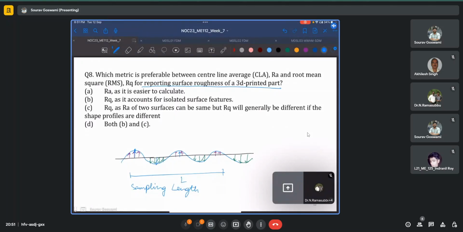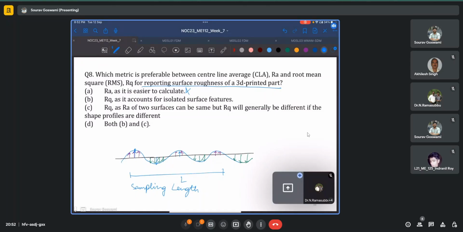Whereas the computation for RQ was slightly more involved. It involves the root mean square of these values. But what can be the probable reason for preferring one over the other? RA is easier to calculate, definitely, but can that really be a reason for reporting our measured data? No, it is just a matter of convenience. RQ accounts for the isolated surface features, we also saw this reason in the slides itself, so definitely yes.